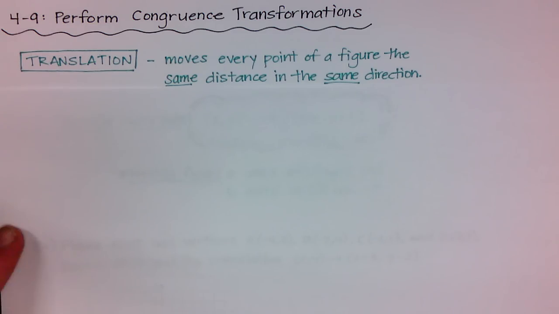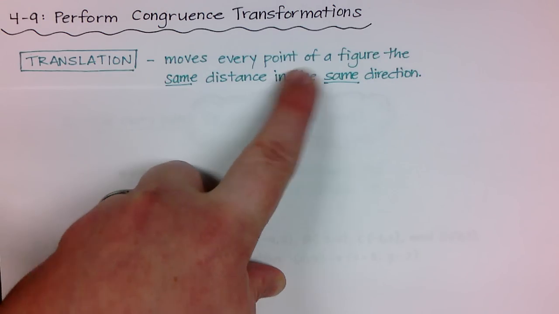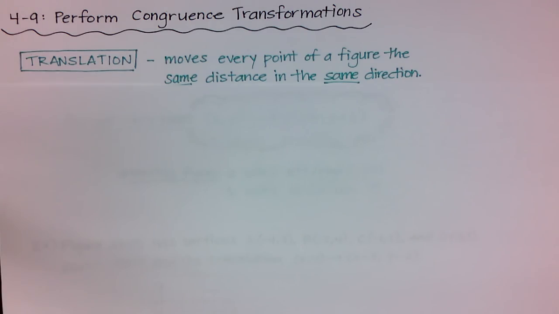So let's review what a translation is. A translation is an operation that moves every point of a figure the same distance in the same direction. So if I have a figure drawn, it could be a triangle, it could be a star, whatever it is, and I take all of those points, I'm going to move them all the same distance in the same direction. So for instance, if I want to move everything to the right 5 units and then down 3 units, I've got to do that for every single point.